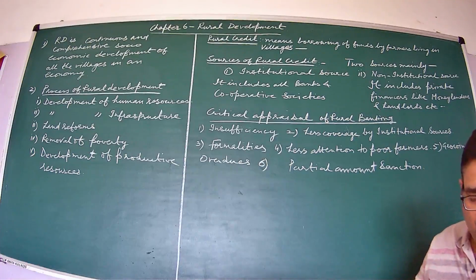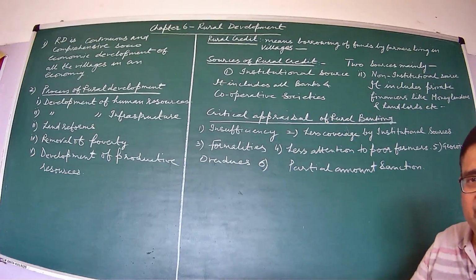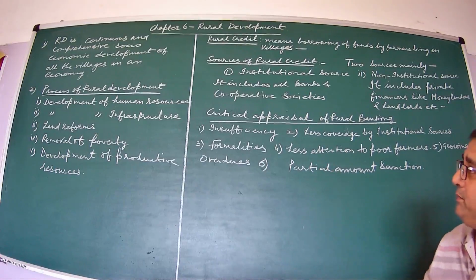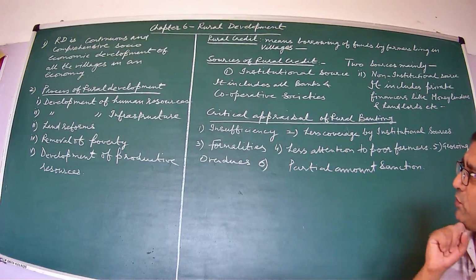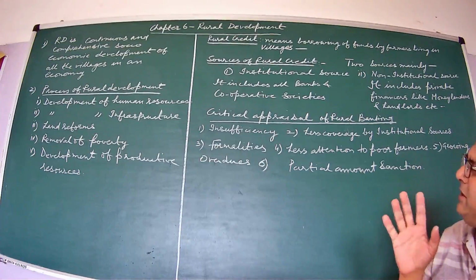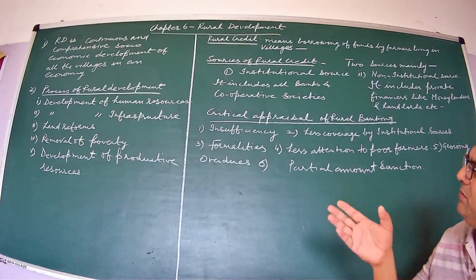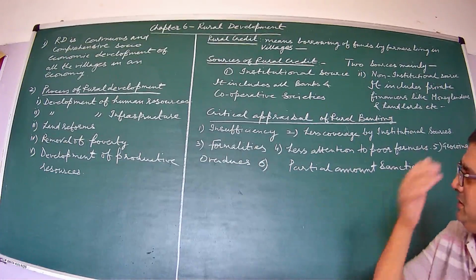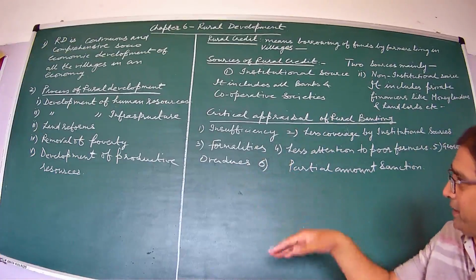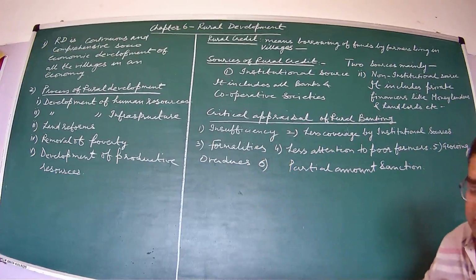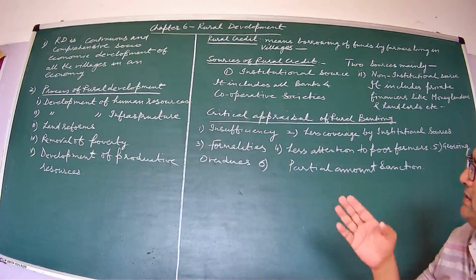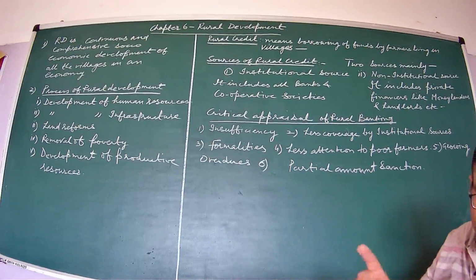They are very important. So first of all I would like to start with the process of rural development. The process of rural development depends on 5-6 things which I have written below my topic. These are the sub-points which I will discuss with you. The development of human resources is the first main point here.